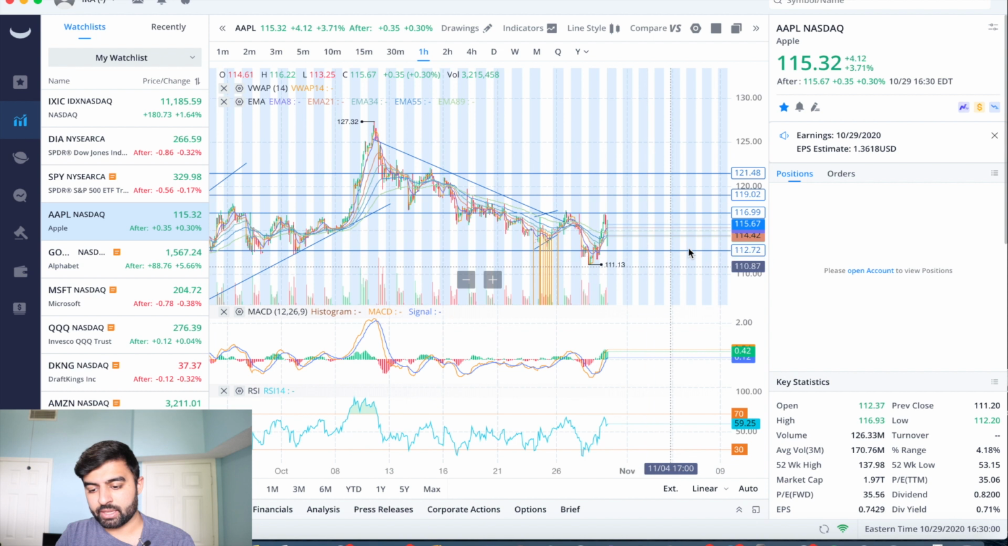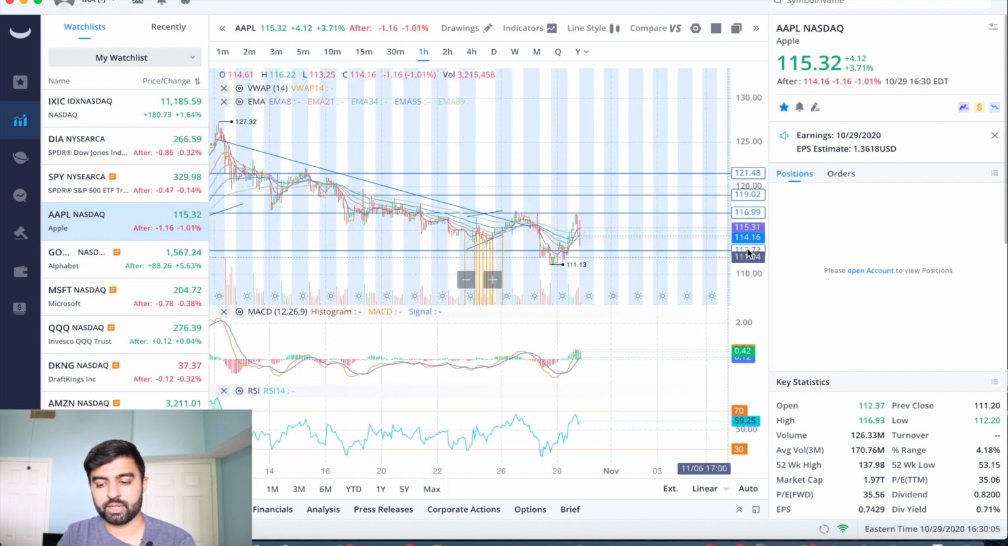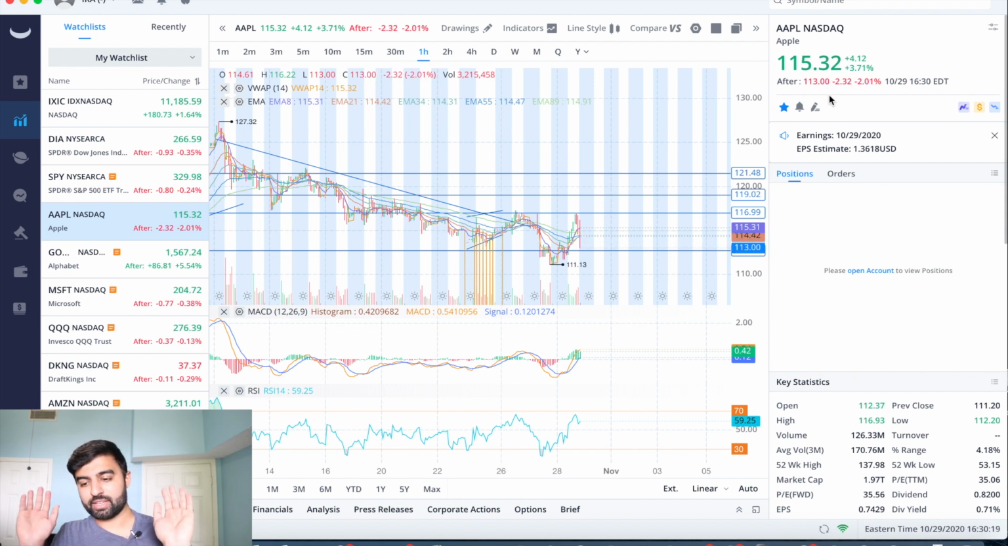If we were to drop again, I think we do have decent support in the high 112s, 113 level, which, okay, this is a live video, I'm not doing any edits. You guys saw we were in the high 115s literally like 30 seconds ago, and now we're in the 113s, 114s. Now we're in the 112s. This is all live, nothing's edited in my videos. Take a look at this after hours number. That's how crazy the after hours is right now.